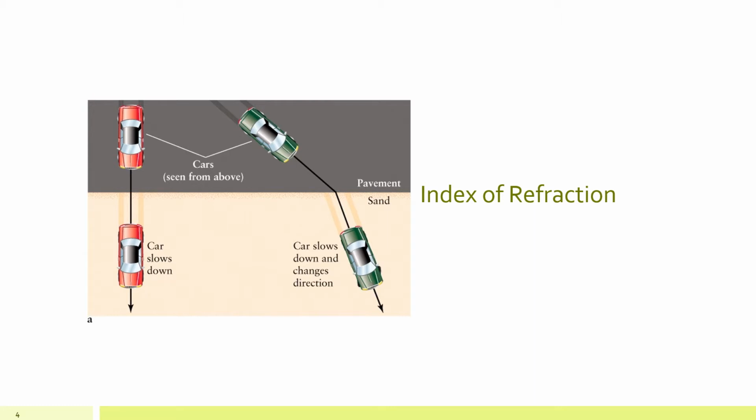The green car, however, is going at an angle from the asphalt to the sand, and once it hits the sand, its right wheels are actually going to hit the sand a little bit before its left wheels. So its right wheels are going to slow down before its left wheels, meaning that the car will slightly change direction. And this concept can be explained by the equation n1 times sine theta 1 equals n2 sine theta 2, where n1 is the index of refraction for the first medium and n2 is the index of refraction for the second medium. And theta is the angle at which the car is traveling.